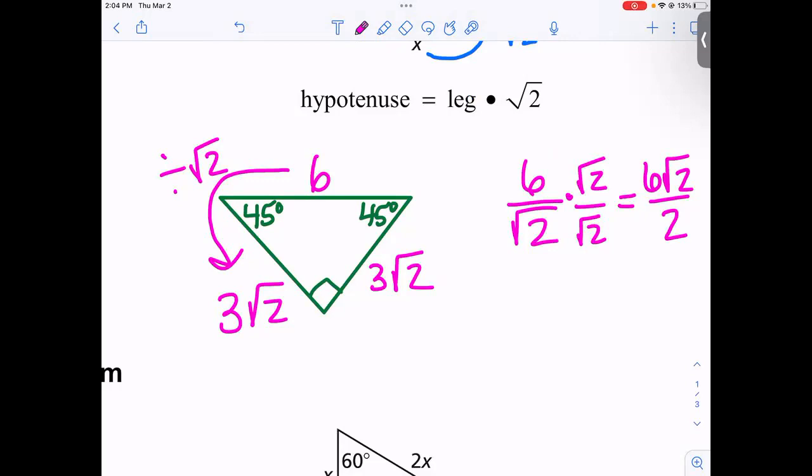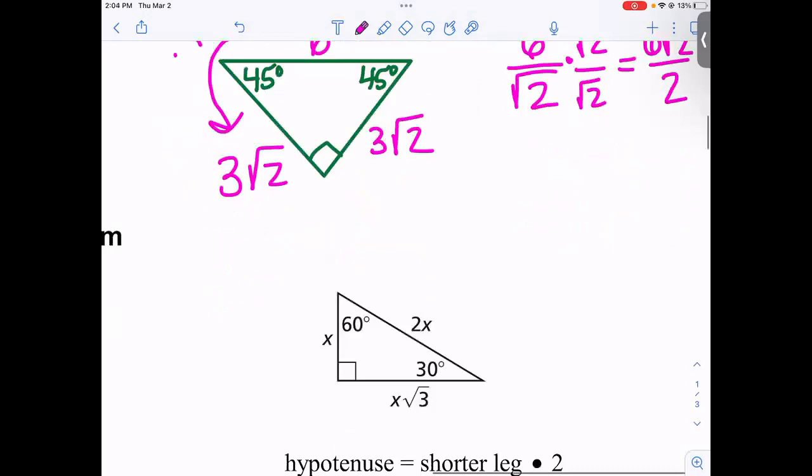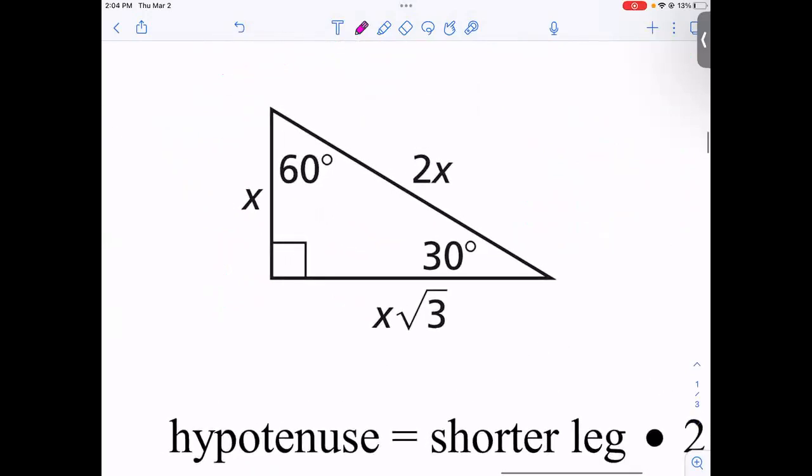Now, our 30, 60, 90 is a little bit more complicated. Here is our 30, 60, 90 triangle. We have 3 sides. We're going to call them the short leg, the long leg, and the hypotenuse.